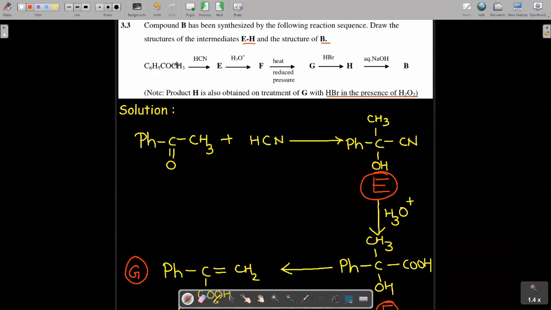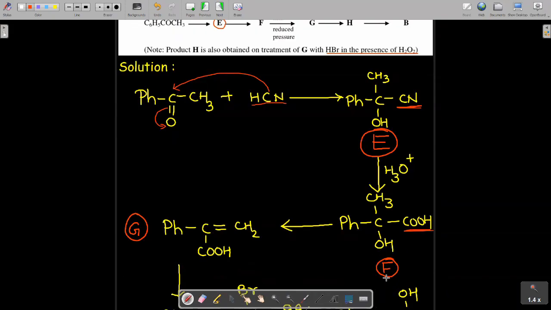So let's start. First, it is said that this PhCOCH3, I have drawn it like this, on addition of HCN. So this is a cyanohydrin addition reaction on aldehydes and ketones, a very common reaction. This cyanide will attack on this particular carbonyl, and as a result, the pi bond of the carbonyl will open. So I have given you this product, PhC(CH3)(OH)CN. This is your E. On hydrolysis of this E, the cyanide part will undergo hydrolysis, and here we'll have COOH instead of CN. This is our compound F.